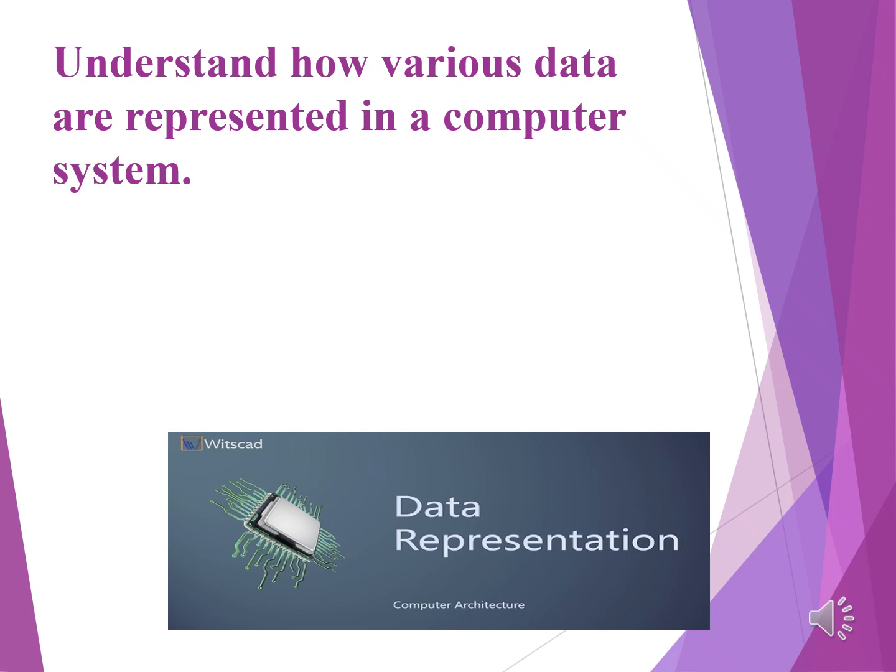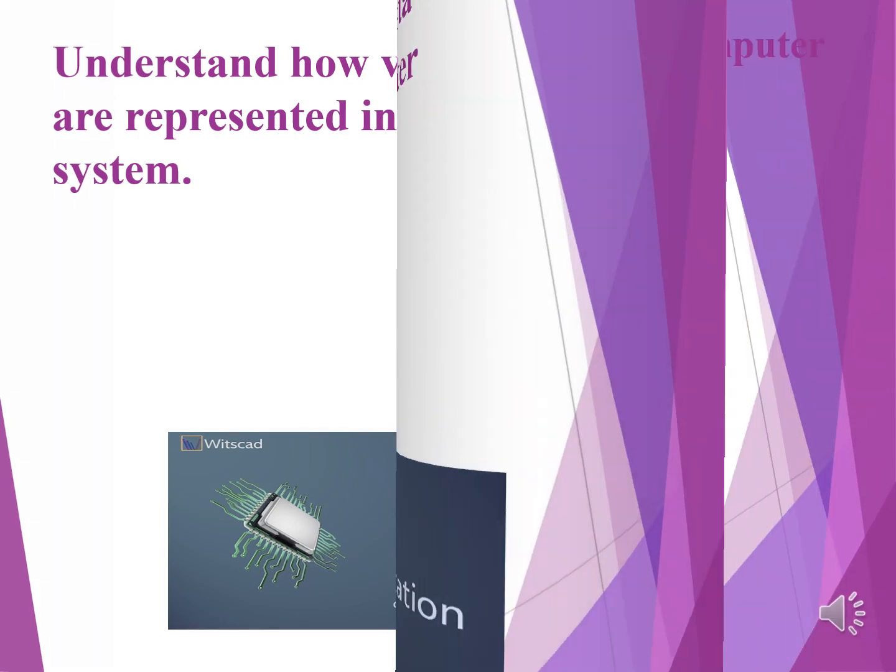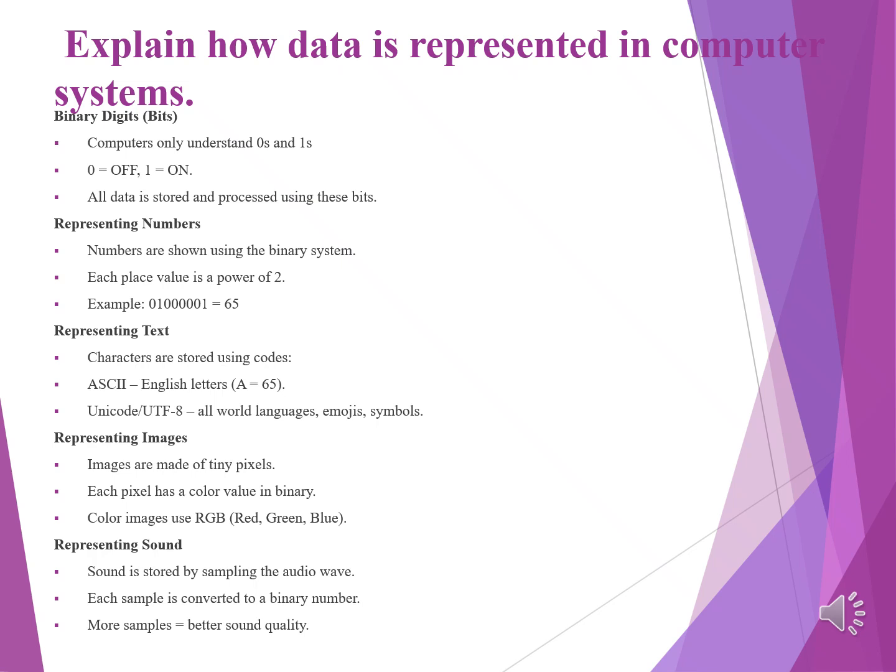Let's talk about data representation in a computer system. Computers represent data using binary digits, which are ones and zeros. Numbers are stored using the binary number system. Text is represented using character codes like ASCII and Unicode. Images are stored as pixels and sound is stored by sampling audio waves.